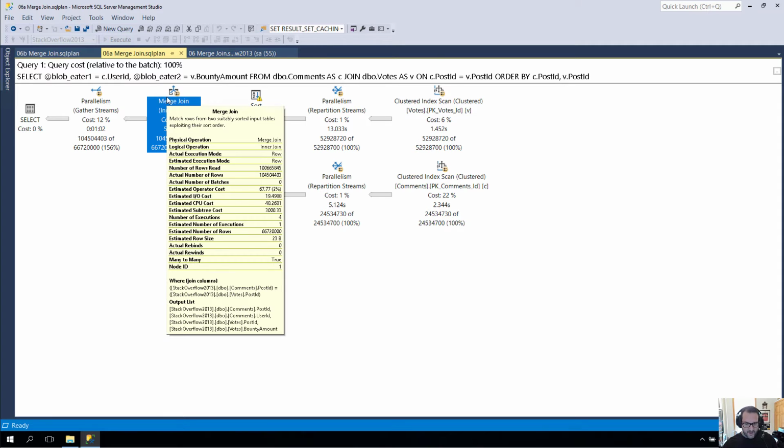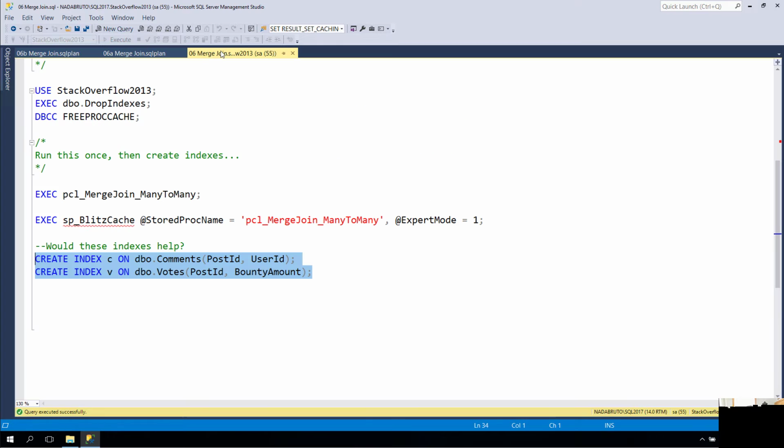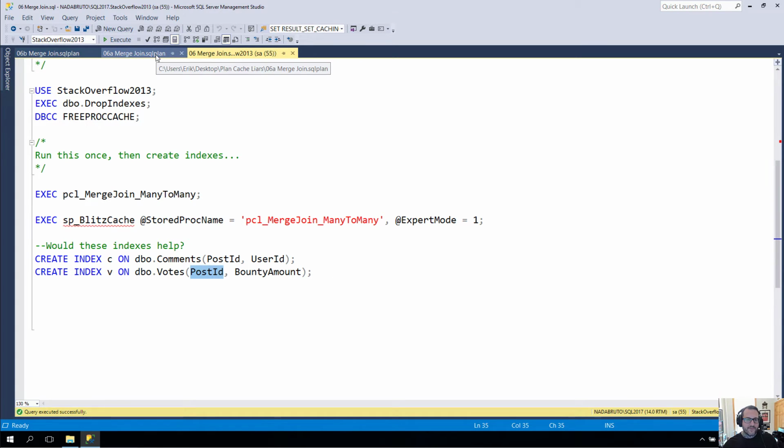Now, to sort of screen out some of the noise here, if you look at the merge join, when we look at our where columns, we can see it's where the post ID column on the comments table is equal to the post ID column in the votes table. If we go back and look here, I created indexes on comments and votes that lead with post ID. So these columns will now be in the order that the merge join wants them in. We don't have to sort them.